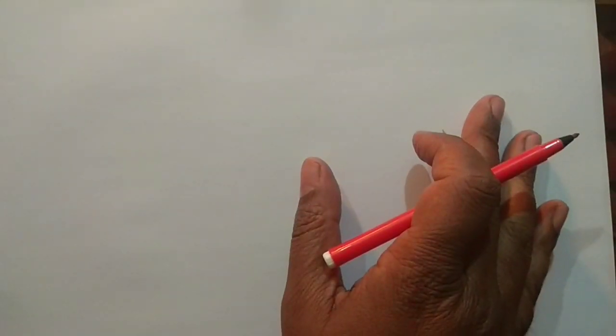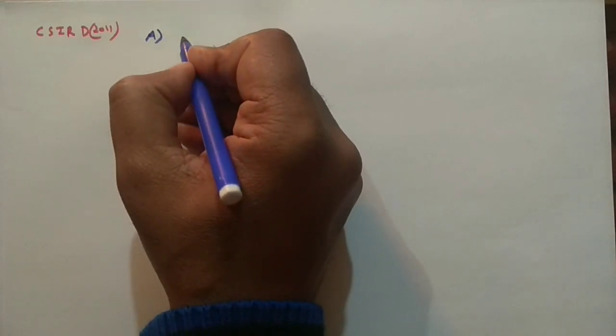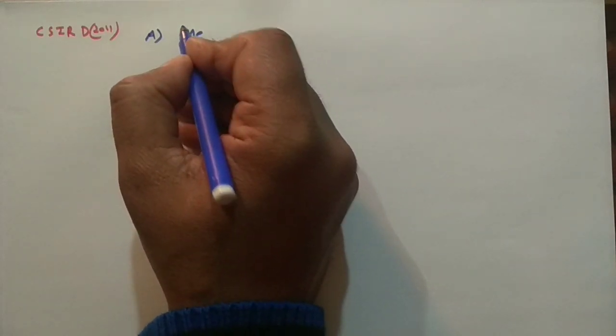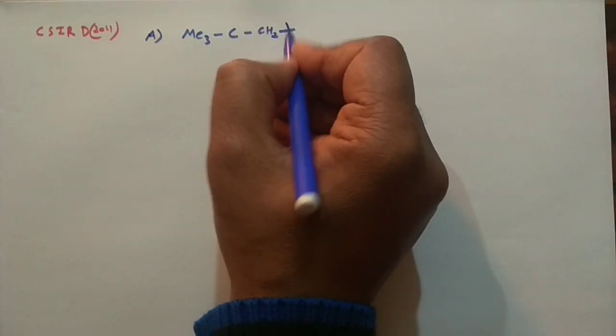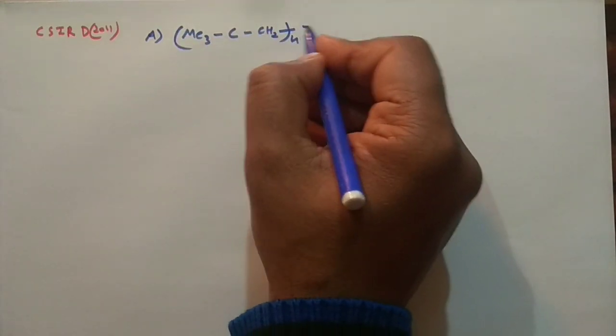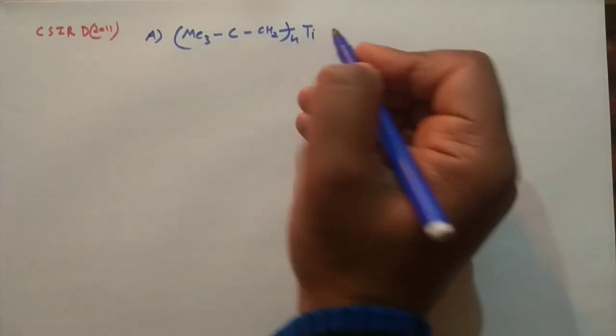And then we can go for another problem, and that problem they asked in CSIR NET December 2011. In that case they have given you 2 complexes. Say complex A, they have given Me3C CH2, 4 times, connected with the titanium.